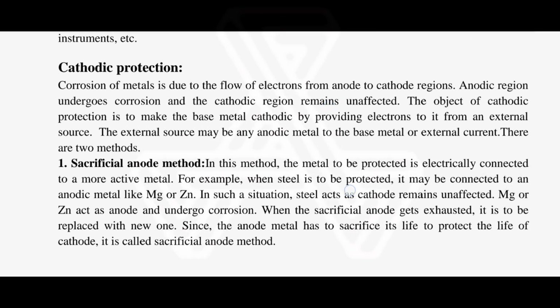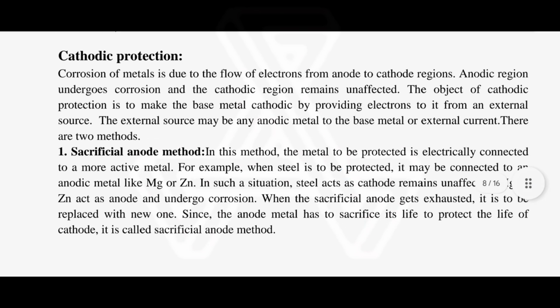Cathodic protection. Corrosion of metal is due to the flow of electrons from anode to cathode regions. The anodic region undergoes corrosion and the cathodic region remains unaffected. The object of cathodic protection is to make the base metal cathodic by providing electrons to it from an external source. The external source may be any metal more anodic than the base metal, or external current.